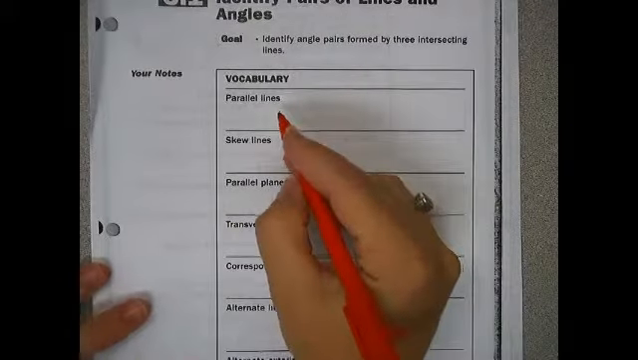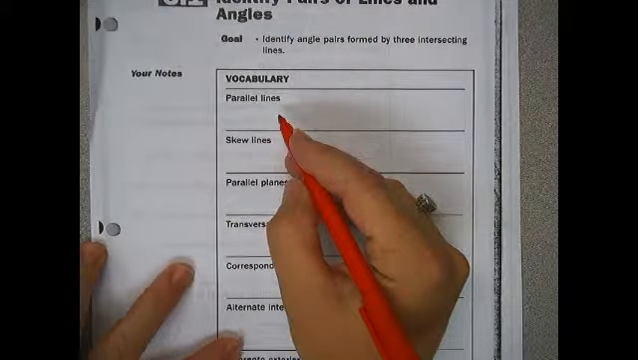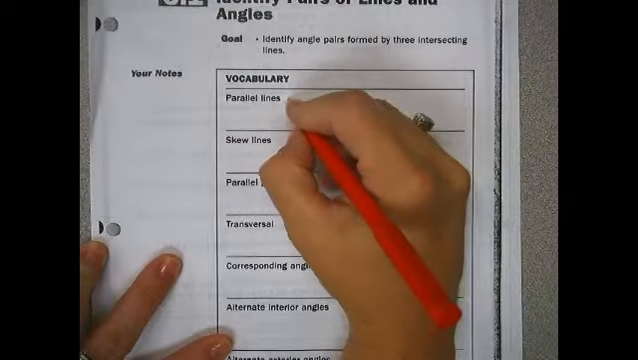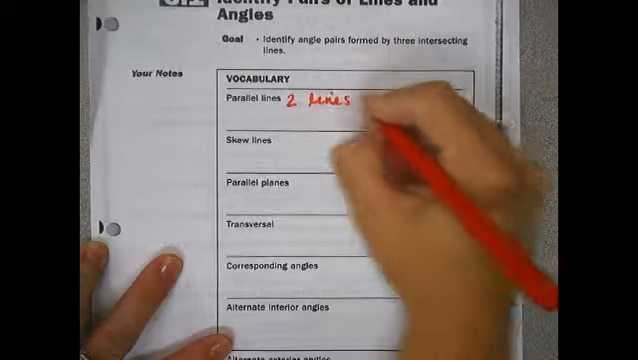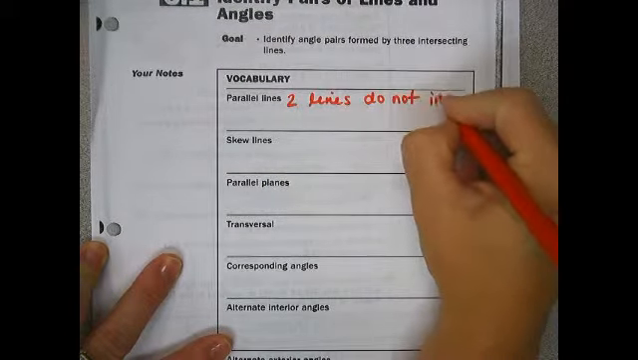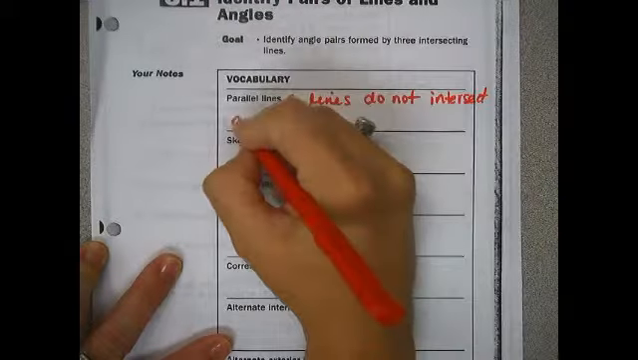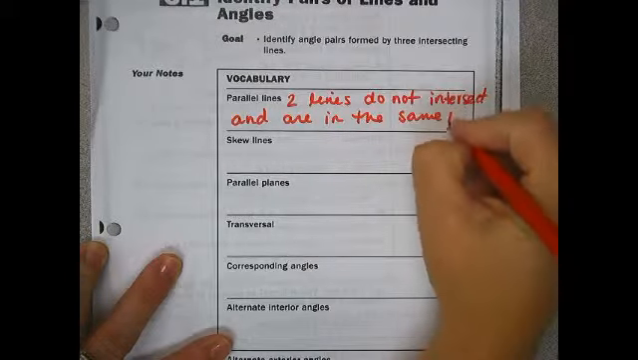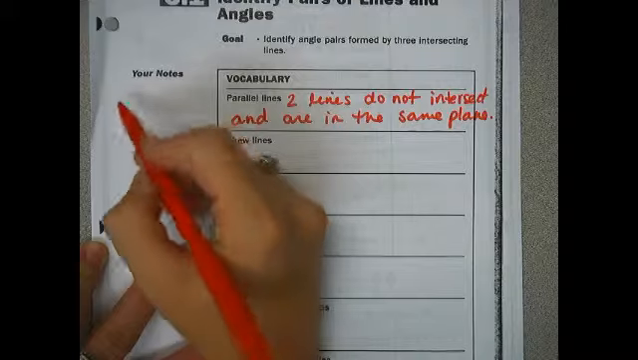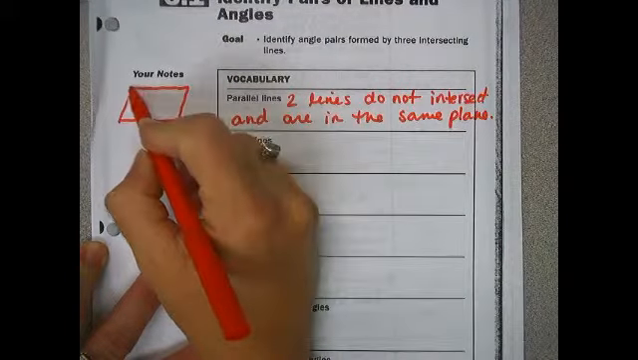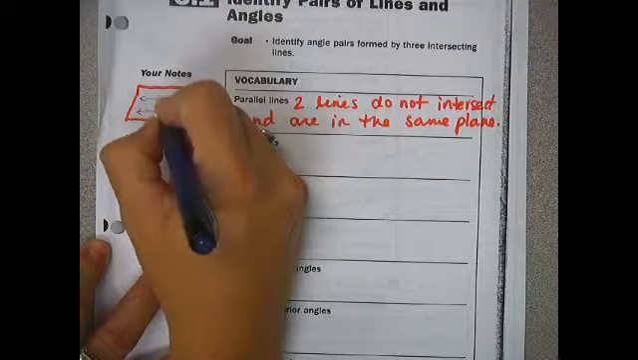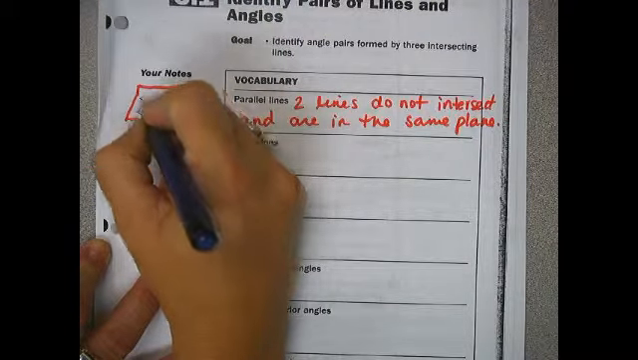So please define parallel lines. Two lines that do not intersect and are in the same plane. What you want to envision there is that they have to both be drawn on an index card. An index card models what a plane looks like. So if two lines do not intersect and are on the same piece of paper, we call those parallel.